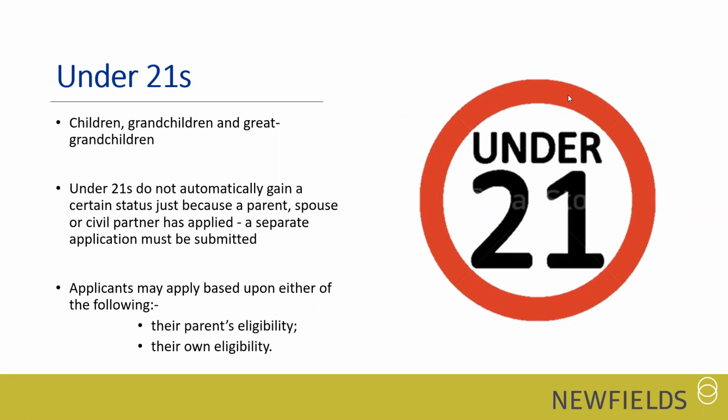When applying on the basis of the parent's eligibility, the child applicant will have to upload their birth certificate to evidence the relationship between them and the parent they're claiming has settled status. It's worth the parent making their application first. It will generate an application reference number, and then as part of the child application, the child application will ask for the reference number that the parents obtained for their application, and it will link the two in terms of residency.